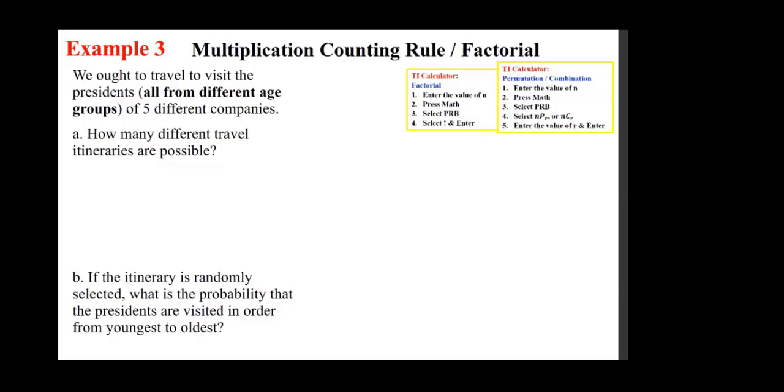We ought to travel to visit the presidents, all from different age groups, of 5 different companies. How many different travel itineraries are possible? If the itinerary is randomly selected, what is the probability that the presidents are visited in order from youngest to oldest? All from different age groups. How many different travel itineraries are possible?